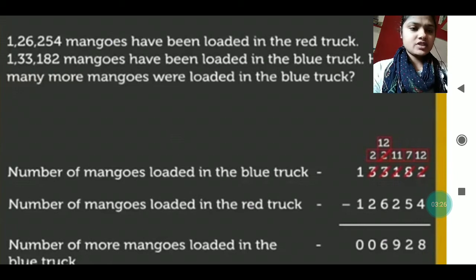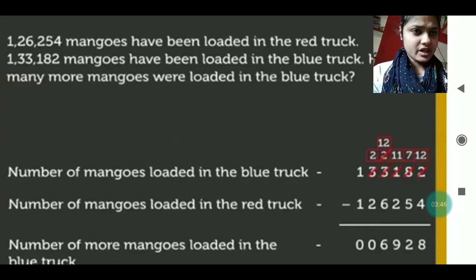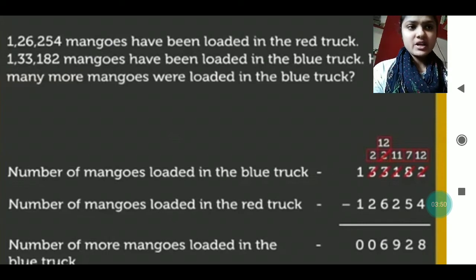This is the question which I am going to discuss today. First of all we will read. The question is: 1,26,254 mangoes have been loaded in the red truck. There was a red truck, and this much has been loaded in it. 1,33,182 mangoes have been loaded in the blue truck. There were two trucks, one red, one blue, and these are the numbers of mangoes loaded on them.